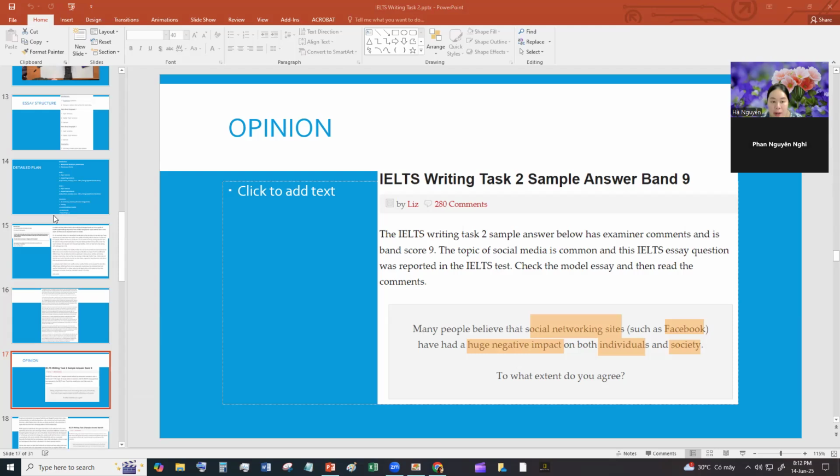All right, so remember, whatever your opinion, stay clear to that. I agree. So you point out the negative impacts, such as 1, 2, 3. Okay, and then you can mention 1 or 2 positive impacts and then counter argue that, so that your essay is stronger, so that your opinion is clearer.